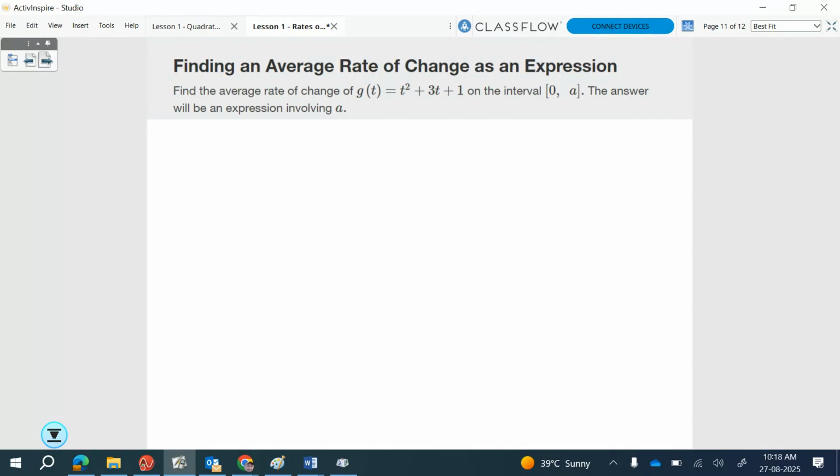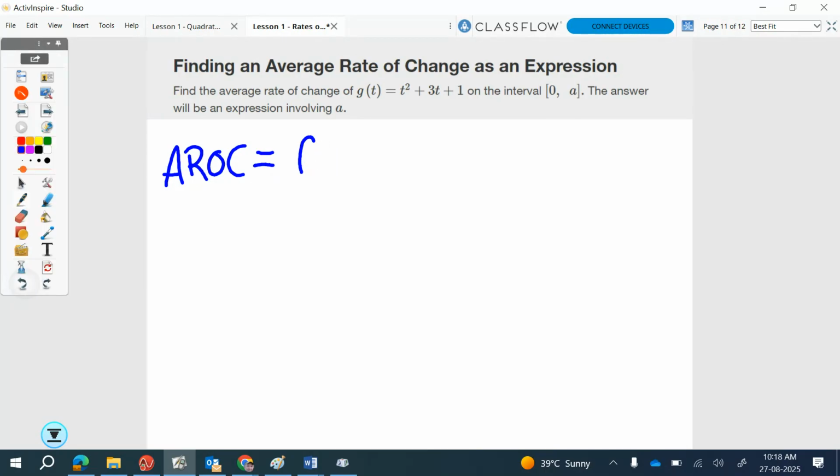It would be good to see you setting up the f of a minus f of 0 first, before you come to the correct answer. And it might also be good to start off saying average rate of change equals. Okay, so we want average rate of change equals, and we're going to need f of a. Oh, sorry, it's not f, is it? This function is given as g, so we need g of a minus g of 0, all over a minus 0.